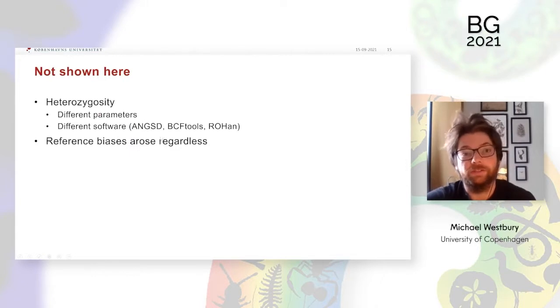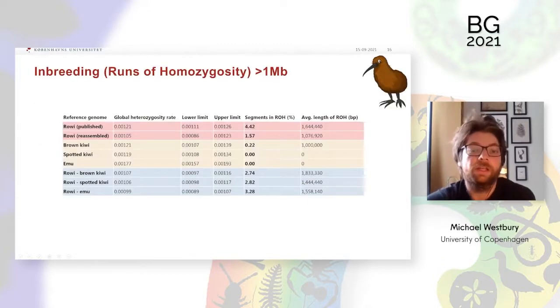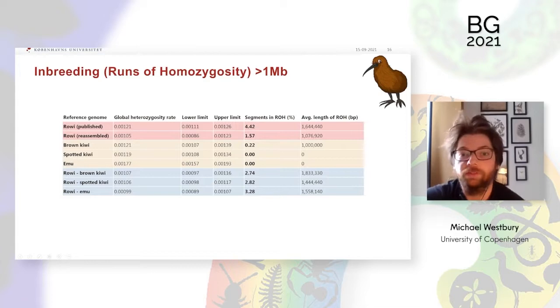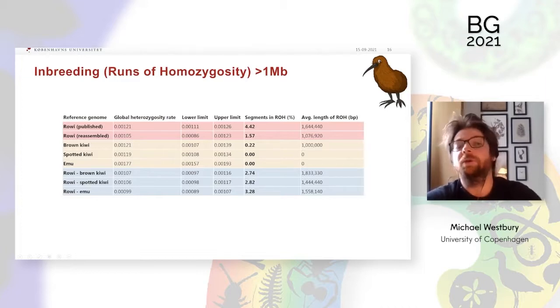What I didn't show here is that we also tested a bunch of different parameters and software, and the results still showed these biases. So it wasn't just the software or the parameters that I selected or just showed. We couldn't look into runs of homozygosity in the beluga because there were none, but in the kiwi, we found that with the published assembly, we were getting runs of homozygosity larger than 1 MB, about 4% of the genome. But when we mapped to the non-conspecific, we were essentially just losing those, but we managed to recover those with cross-species scaffolding.